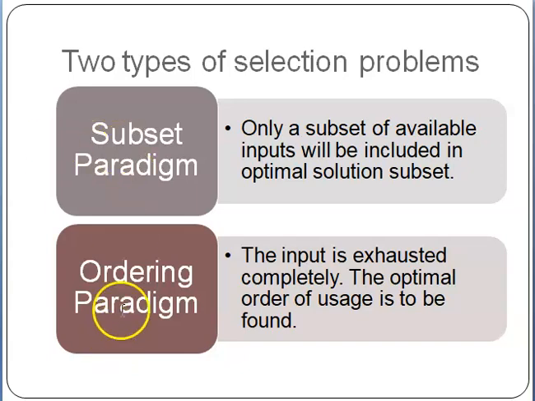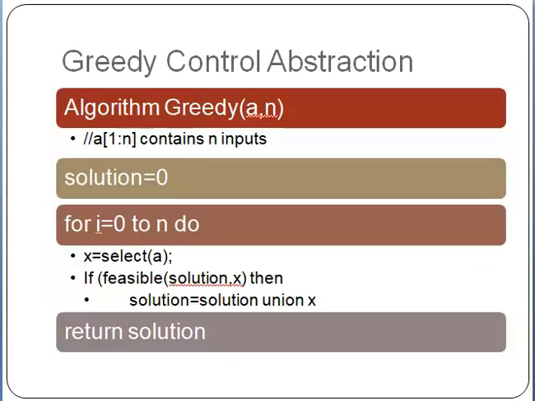Then there are two paradigms. One is the subset paradigm, in which we select a subset of items from the given list of items, and the other is the ordering paradigm, in which we have to exhaust the input completely. All the items have to be selected, and what we are going to select is the order among the items, that is, which one will go first. So the ordering paradigm is there and the subset paradigm is there.